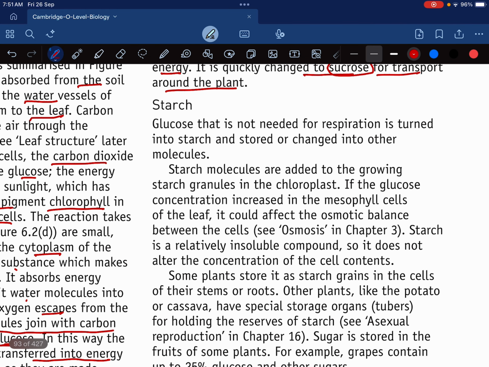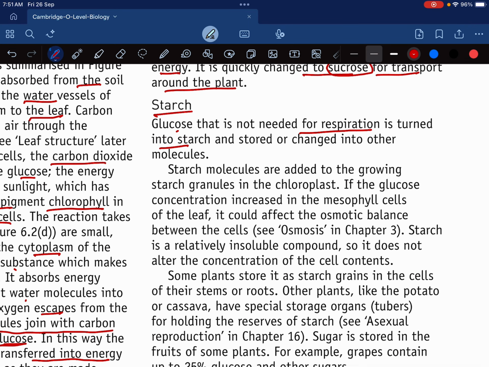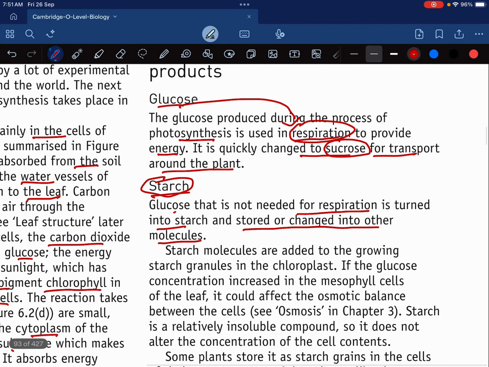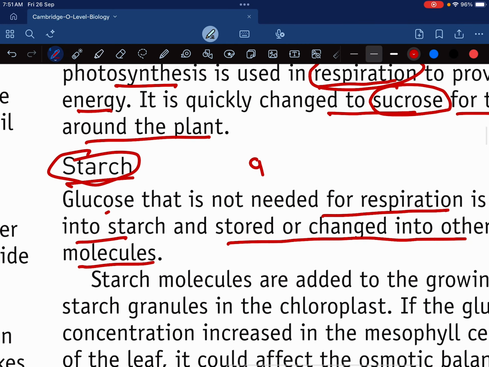स्टार्च, on the other hand. Glucose that is not needed for respiration is turned into starch and stored or changed into other molecules. जो उस मोमेंट में हमें नहीं चाहिए होता ग्लूकोज मॉलिक्यूल, जो बस स्टोरेज में रखना होता है कि जब ज़रूरत पड़े तो यूज़ हो, उसको हम स्टार्च मॉलिक्यूल में कन्वर्ट कर देते हैं. हेंस अगर आप सोचोगे यार बहुत सारे ग्लूकोज मॉलिक्यूल्स एडअप होते जा रहे हैं जो यूज़ नहीं हो रहे, तो ऑफकोर्स वो स्टोर ही होंगे ना.